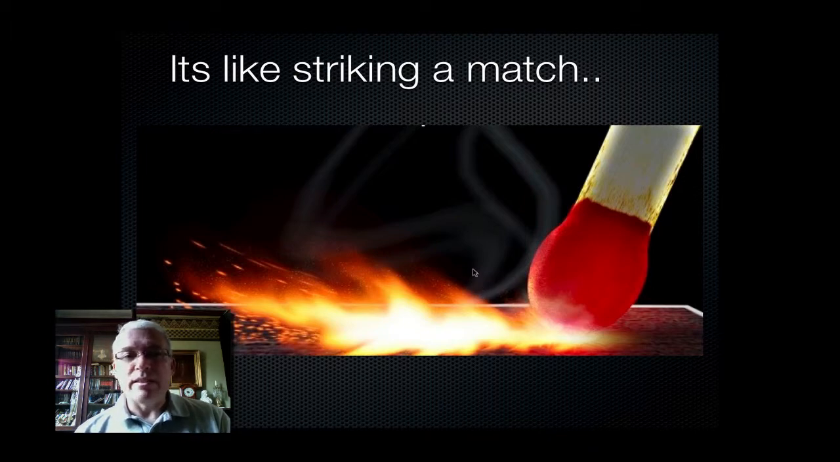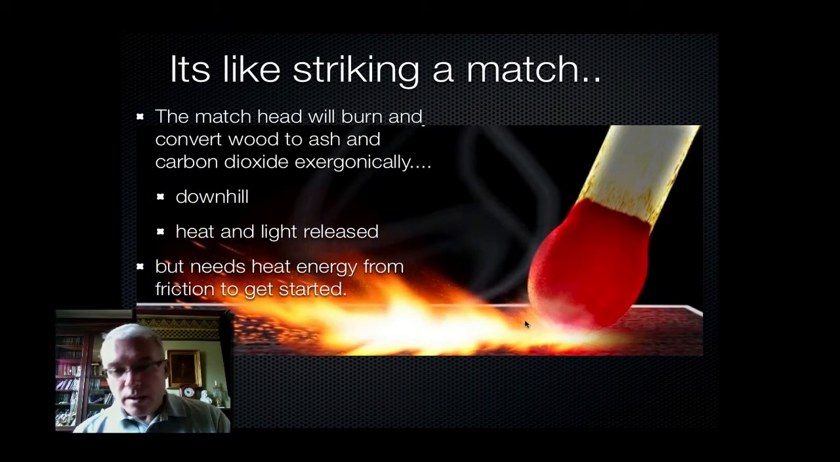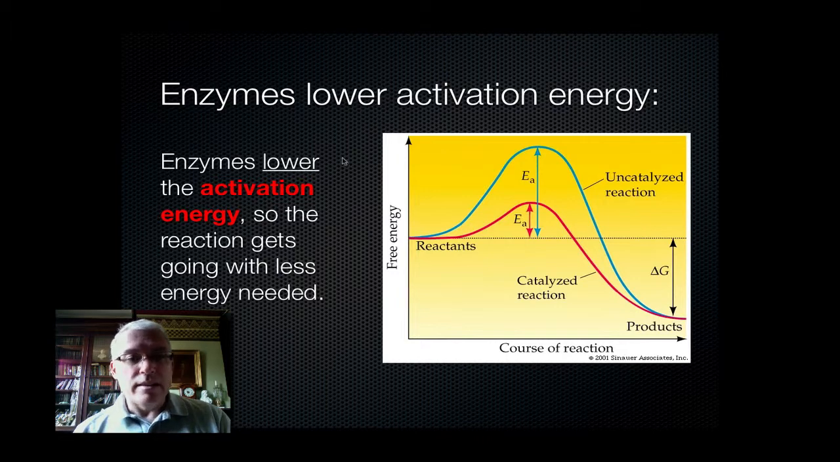I like to think of it as being like striking a match. The chemicals on this match head are going to burn and convert this wood into carbon dioxide and ashes pretty quickly. But they're not going to do it sitting on the table. They have to be elevated or lifted uphill by rubbing it on the strike surface. And this, of course, adds enough heat, which is a form of energy, to allow the reaction to get started. Enzymes lower activation energy so that the reaction will happen with less energy input needed.